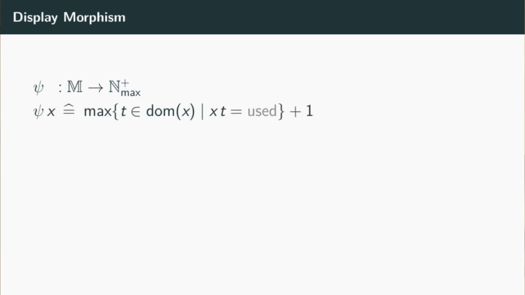Now, given a ticket map, we can compute the ticket called on the display by taking the maximum of numbers on tickets labeled as used plus 1. According to the workflow of ticket locks, upon finishing its turn with a lock, a thread holding the ticket T sets the display to T plus 1, called the next thread in the queue. Thus, the value of the display, which at that point denotes the currently called ticket, is one larger than the largest used ticket in X. The function psi is our first example of a morphism.